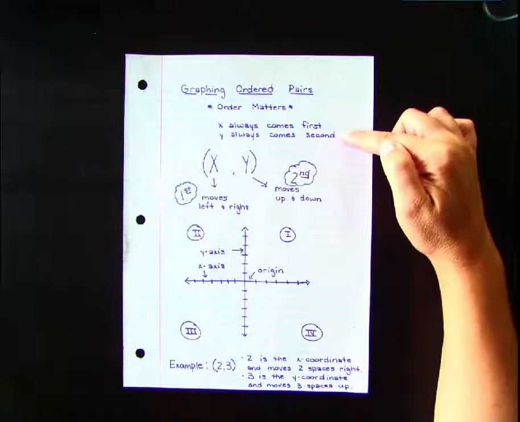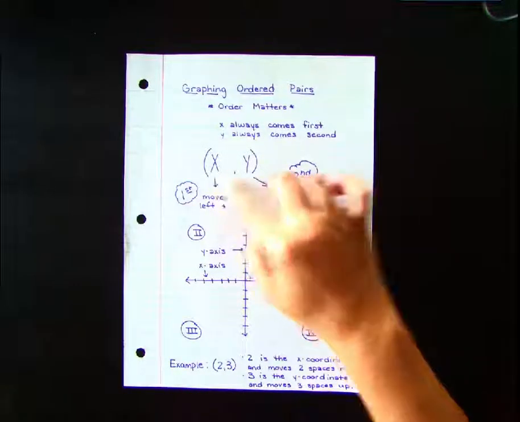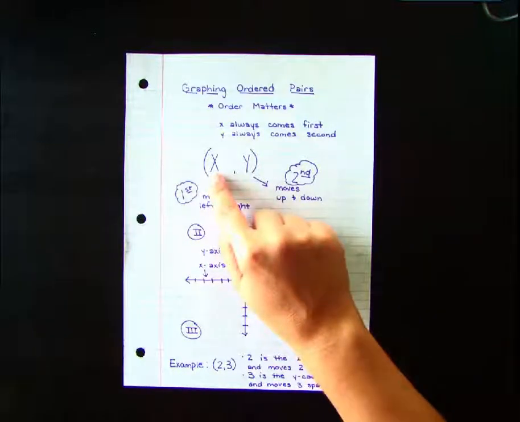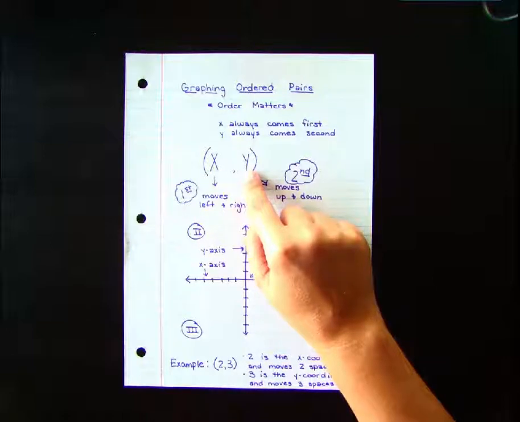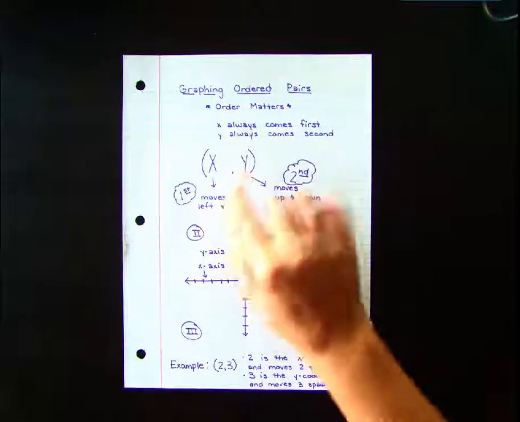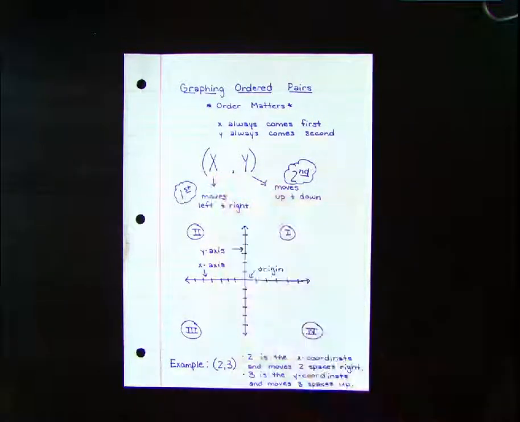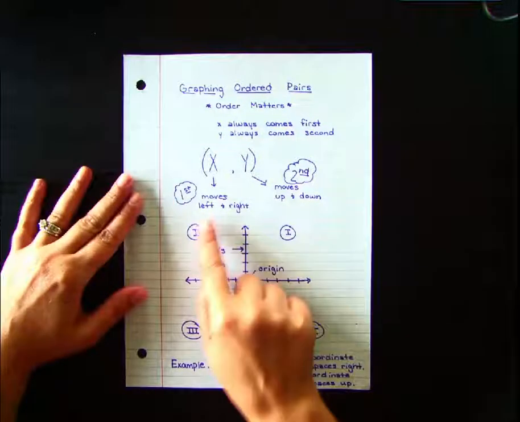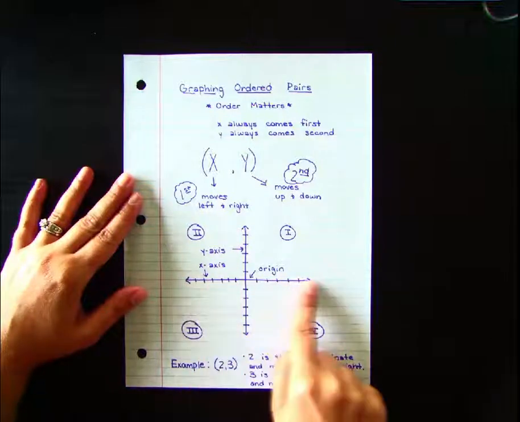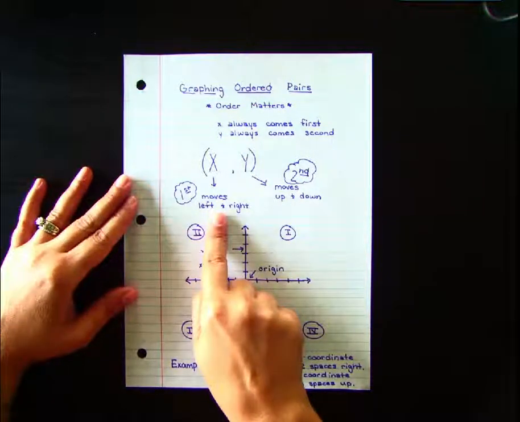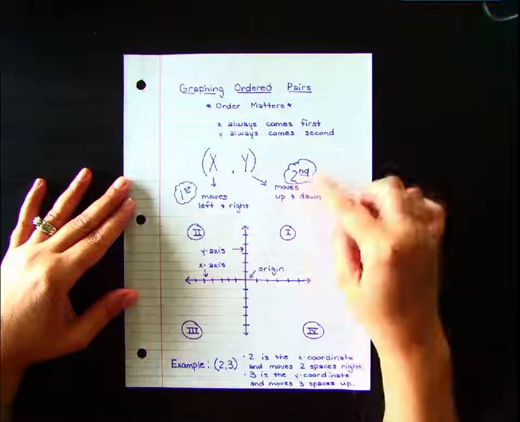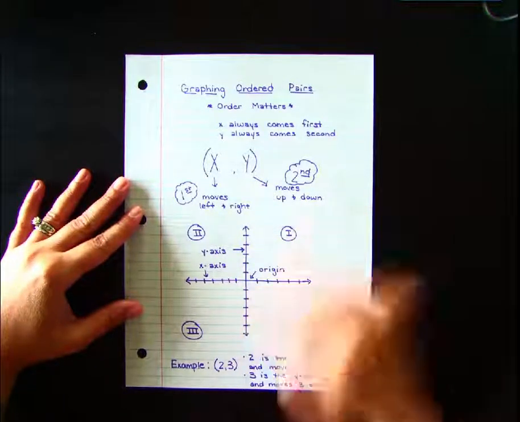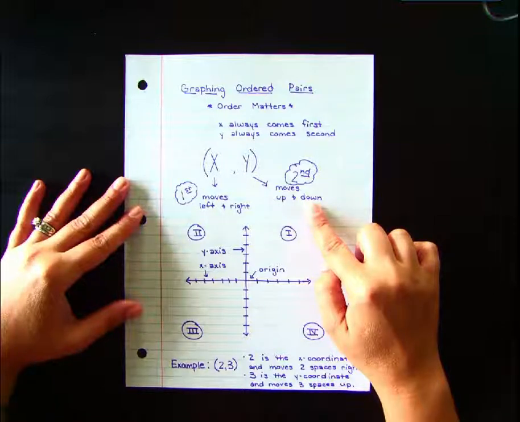An easy trick to remember this is they are in alphabetical order. When we say the alphabet, we say X before we say Y. Okay, so that's just another clue to remind you that X always comes first. Okay, so X comes first, and again, because we are on the x-axis, we are moving left and right. Y comes second, and because it is on the y-axis, it is moving up and down.